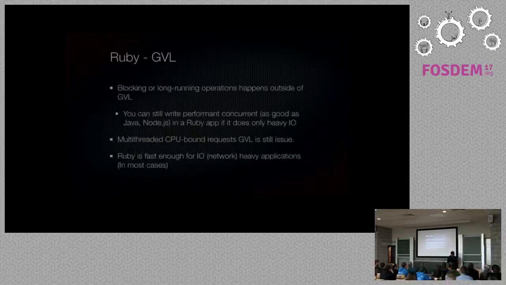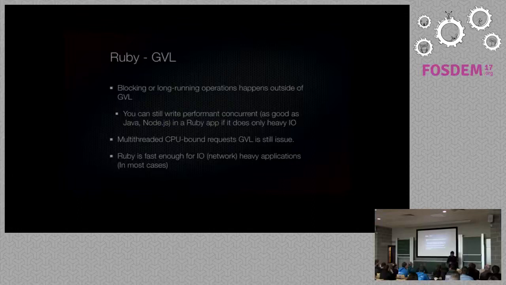So blocking or long running operations happen outside of the GVL. Any blocking operations or long running operations which are not CPU bound happen outside of the GVL. So you can still write performant concurrent code like in Java or in Node.js. If your application is just doing I/O, network I/O or file I/O, Ruby is still performant. It gives the same performance as the other languages.